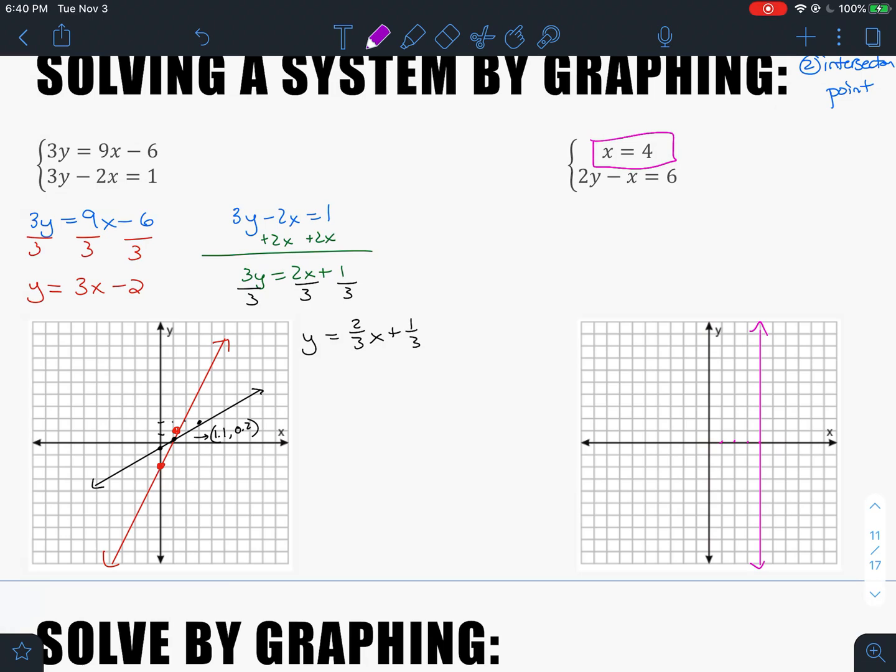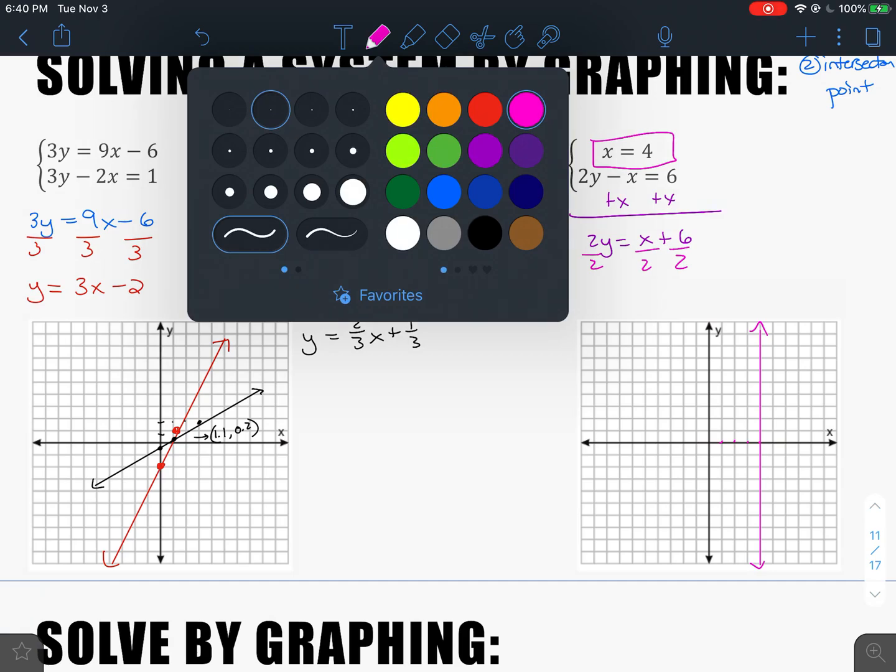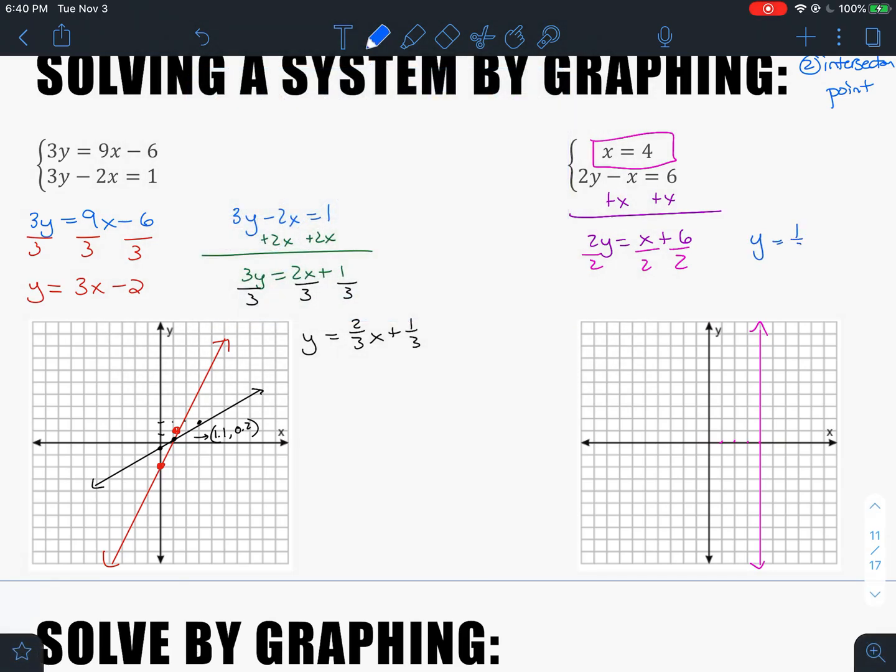And then on the next one, 2y minus x is equal to 6. We can either solve using intercepts, or I'm going to solve for y. I'm going to solve this equation for y. So I'm going to add x over. And then I get 2y equals 1x plus 6. And then I'll divide everybody by 2. And so I get the equation y equals 1/2 x plus 3. So I'm going to start at 3. And then I'm going to go up 1 over 2 and then connect them.